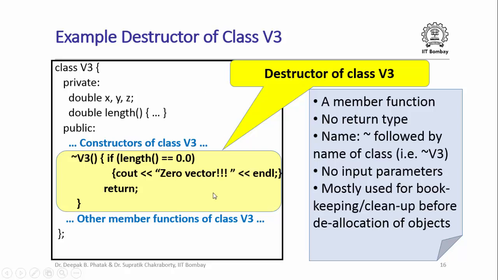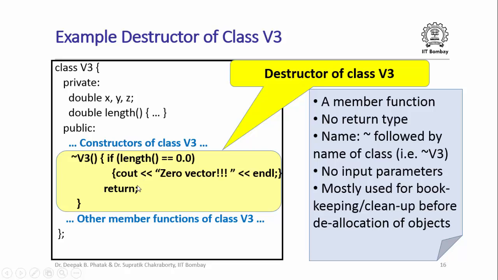So here is an example of a destructor function of the class v3. In this destructor function, we first figure out if the length of the three-dimensional vector is 0. If so, the destructor function simply prints "0 vector!!!" with 3 exclamation marks on standard output and returns. So this is a fairly simple-minded destructor function.